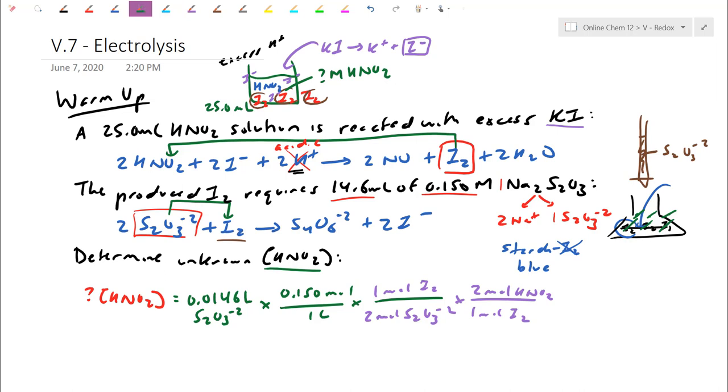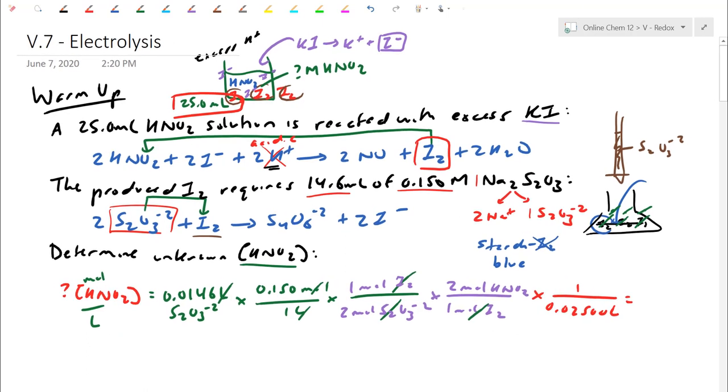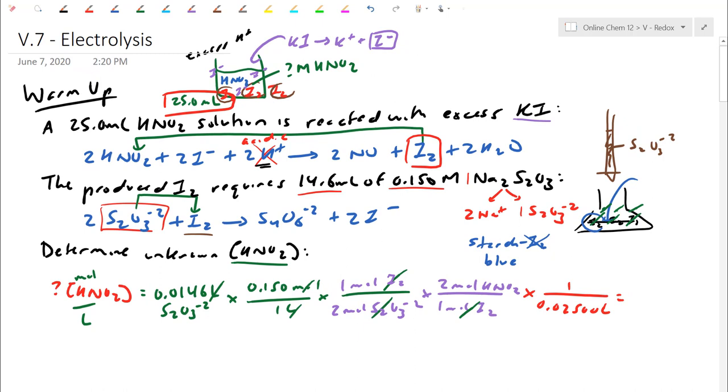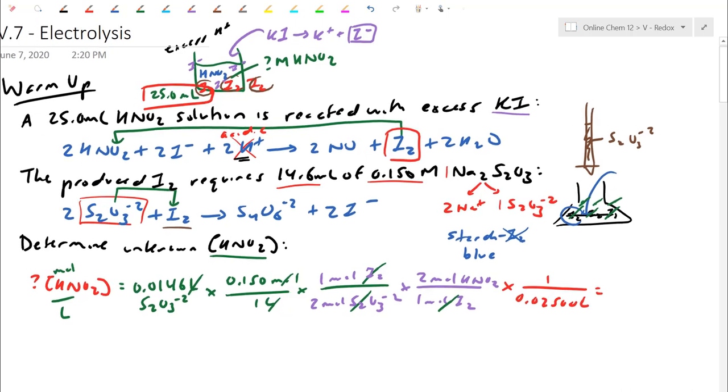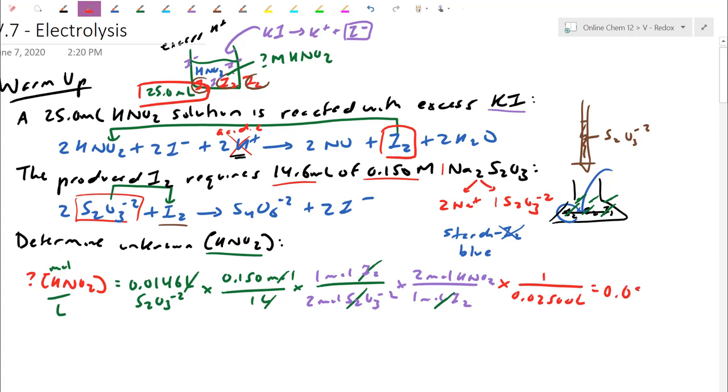In this case, because my final answer should have moles of HNO2 on top divided by liters, I've now canceled out everything except for moles of HNO2. I just need to know the starting volume of HNO2. Well, we started off with 25 milliliters, so I'm going to divide by 1 over 0.02500 liters, and that would give you this concentration. So just punch all the numbers in here. 0.0146 times 0.15, divide 2 times 2, divide 0.025, gives me a concentration of 0.0876.